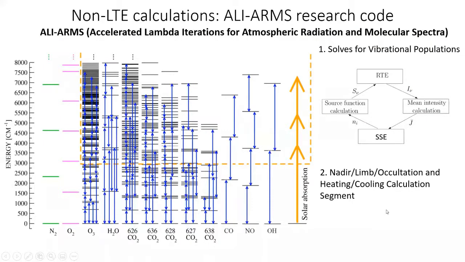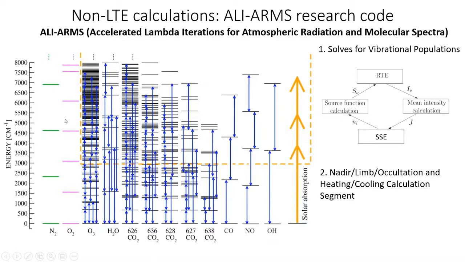So we have a code package that we use to solve for vibrational populations under non-LTE conditions called ALI-ARMS, which stands for Accelerated Lambda Iterations for Atmospheric Radiation and Molecular Spectra. This code can be used to solve for non-LTE populations for a number of trace gas molecules listed here on the bottom, though we actually have more than what's listed in this figure.